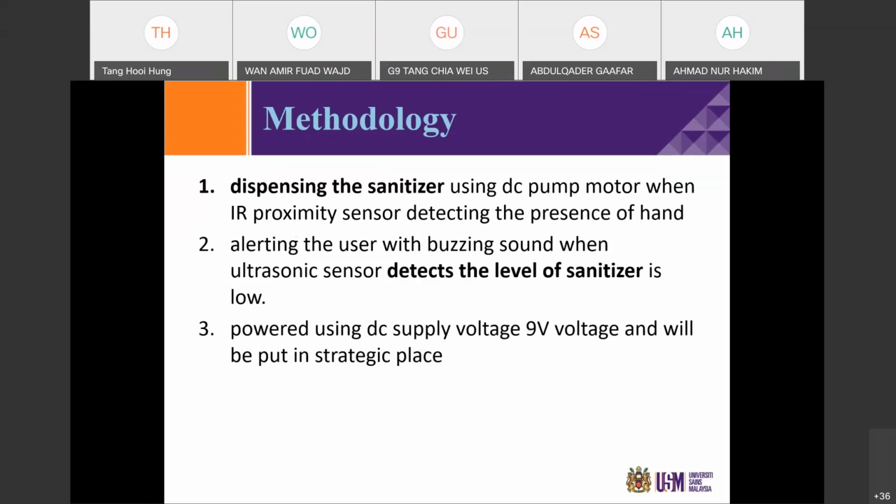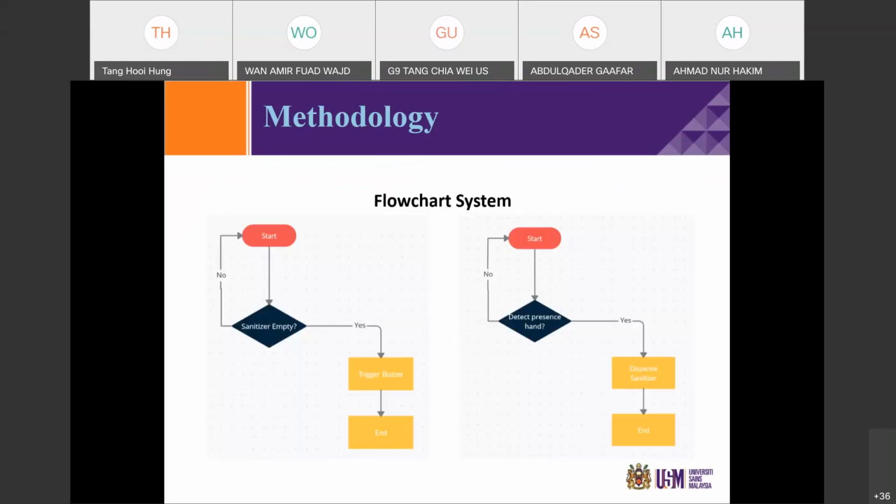For our methodology, we are using an IR proximity sensor to detect the presence of a hand under the sanitizer, which will dispense the sanitizer by pumping it directly into the user's hands. Plus, when the sanitizer is empty, the ultrasonic sensor will detect the level of sanitizer left inside the reservoir to alert the user that it is empty. Those systems will be powered using a 9 volt DC supply and will be put in a strategic place for everyone to use. For our methodology, this is the flowchart of the system in our prototype.